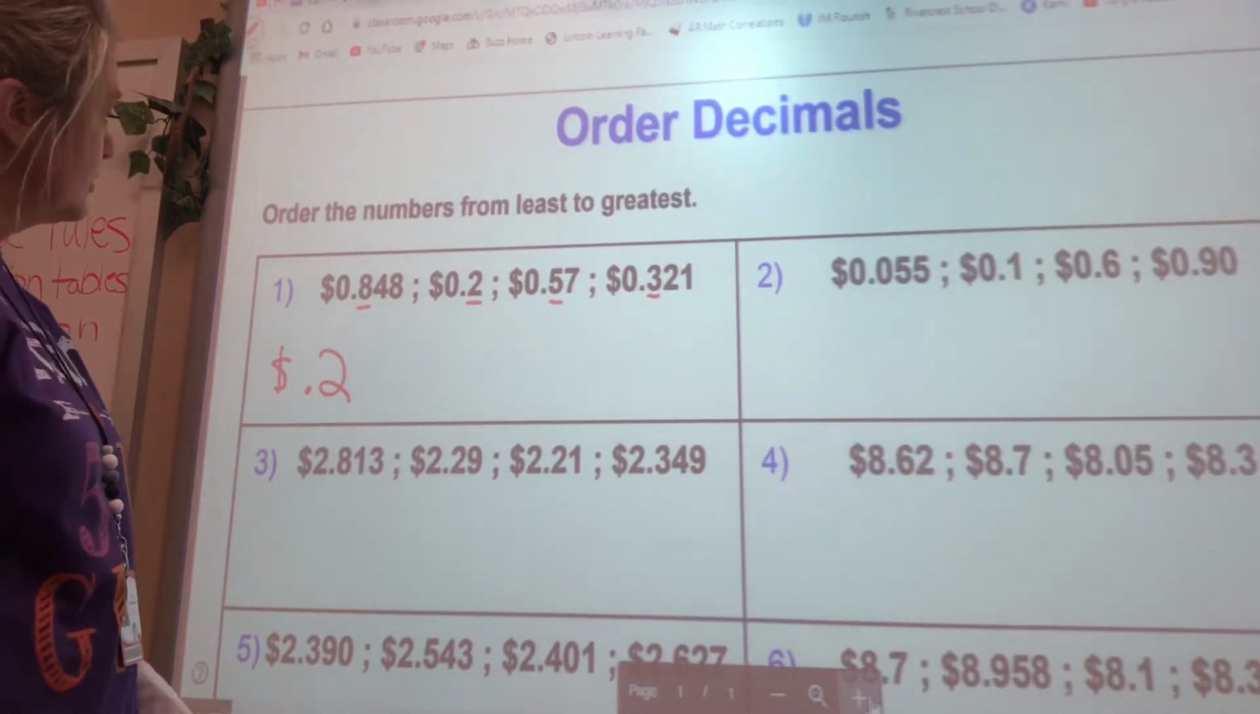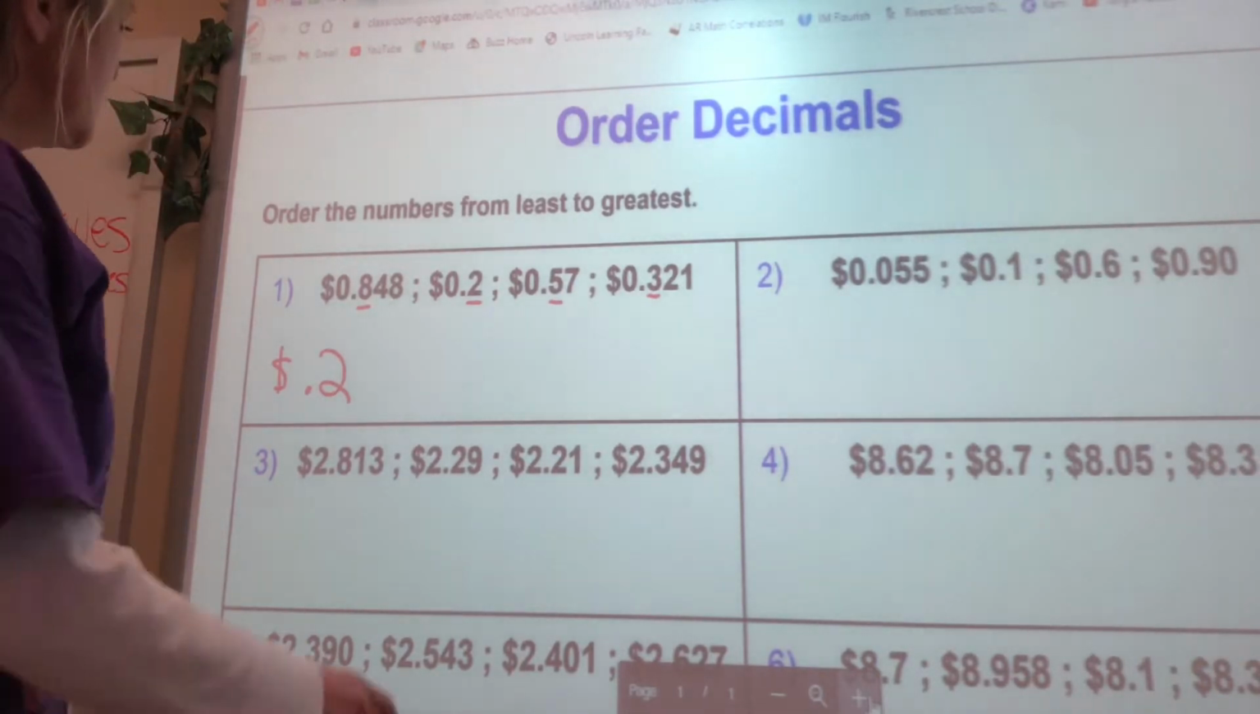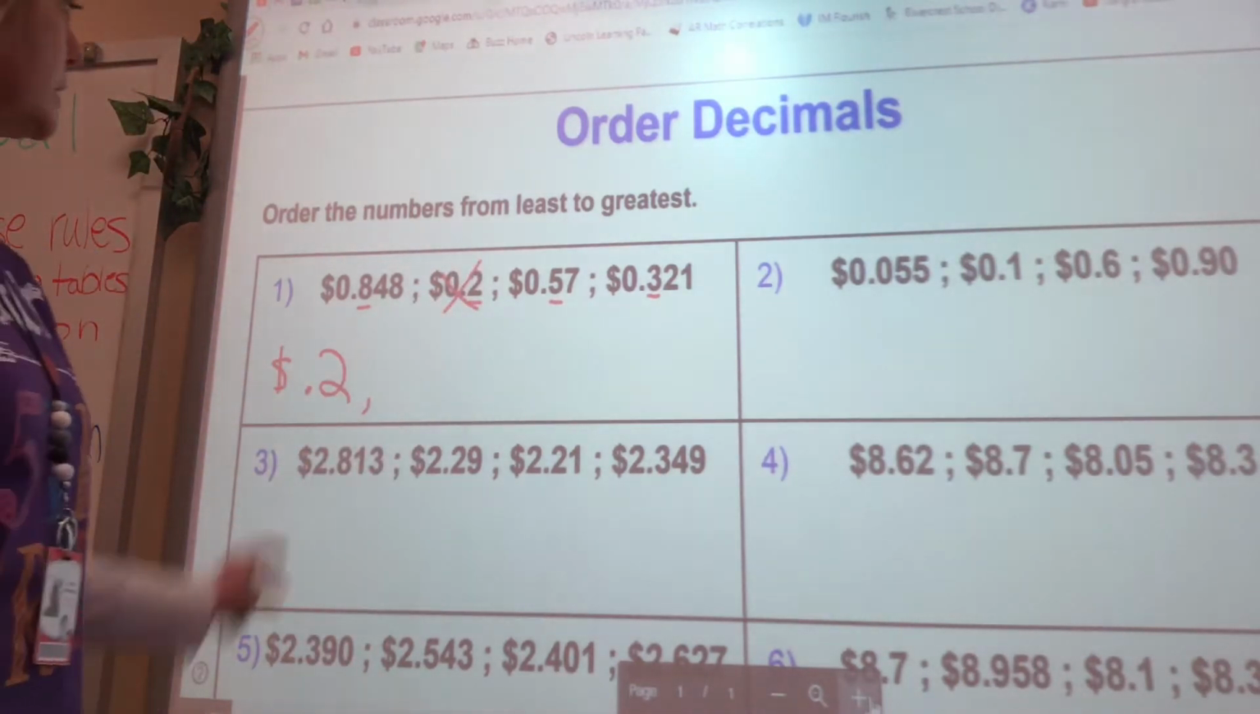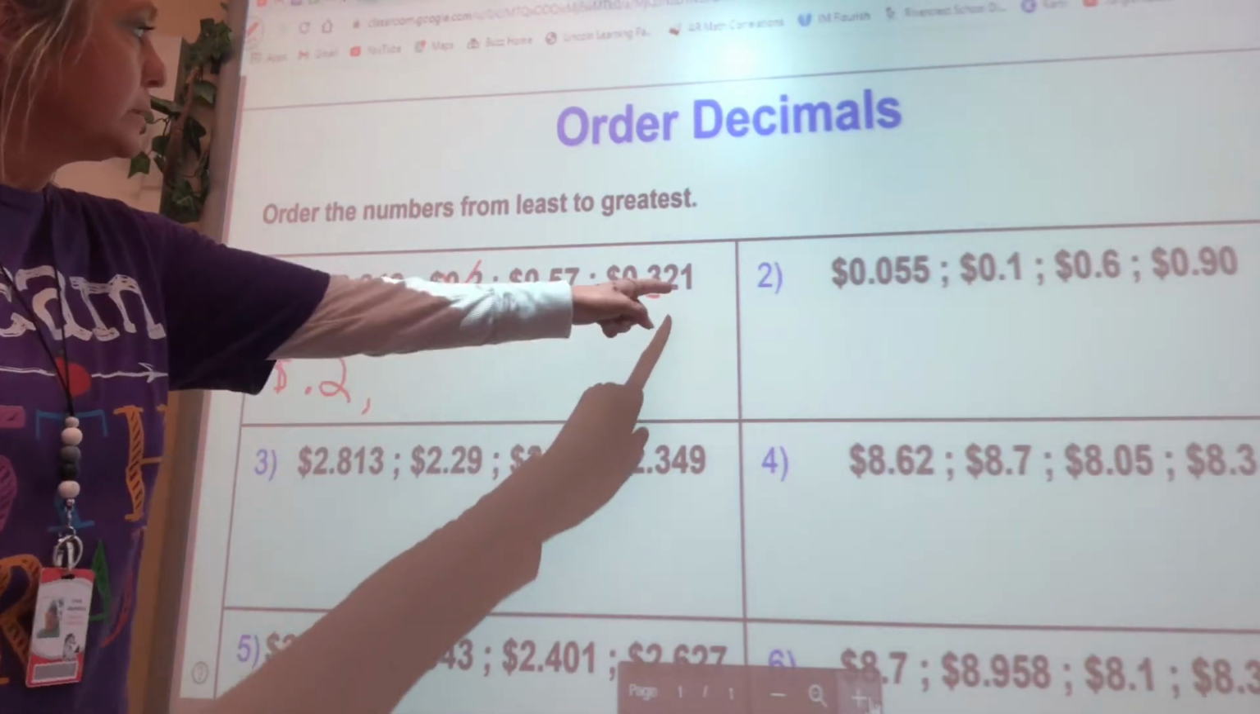Sorry guys, you are fixing to head back to PE, it threw that off. All right, so we've taken care of that one. The next one, 8, 5, and 3, well, he's the smallest.